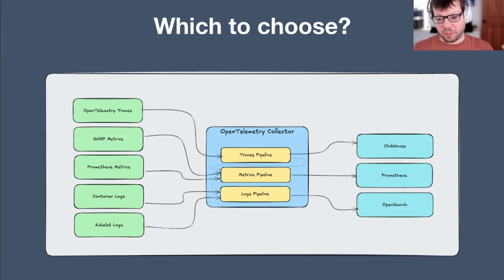Okay, so to wrap things up, I'm just going to quickly talk about which database you should choose for which use cases. This is a diagram that I use in some of my presentations. I love all of these choices. These are all great choices. This diagram specifically comes from some stuff that I'm running in my home lab. If you were to pick just a single database for just a single telemetry signal, these are probably the ones that I would choose. ClickHouse for traces, Prometheus or something compatible for metrics, and something like OpenSearch for logs.